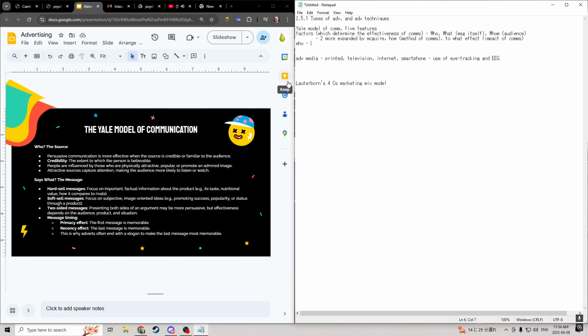Who: credibility, persuasiveness, attractiveness, looks, popularity, basically just image overall. Attractive sources tend to capture attention. Okay, yeah, got it. Says what?